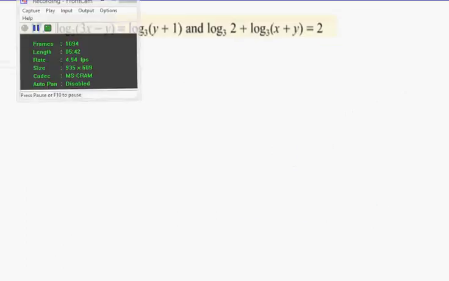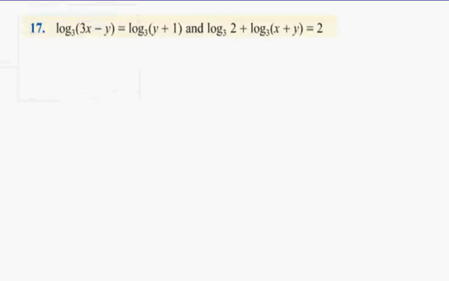17. First thing I'm going to notice is that these two here have the same base.